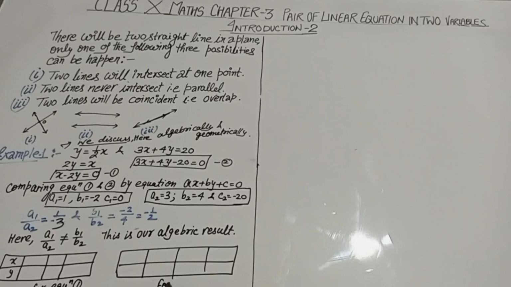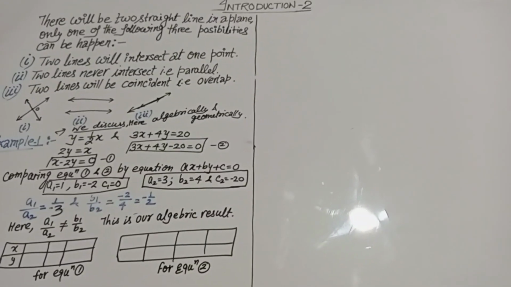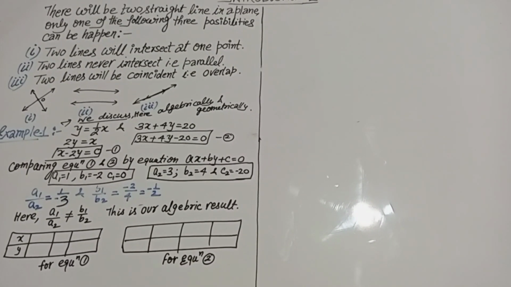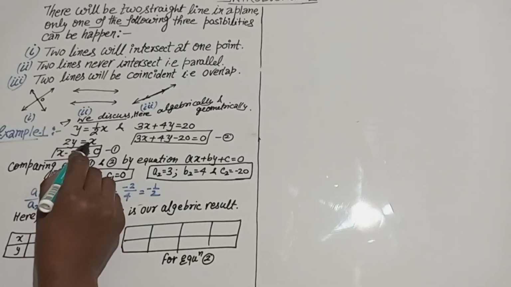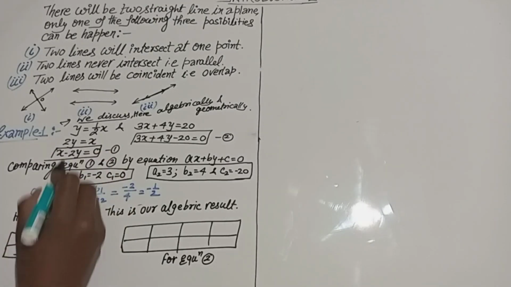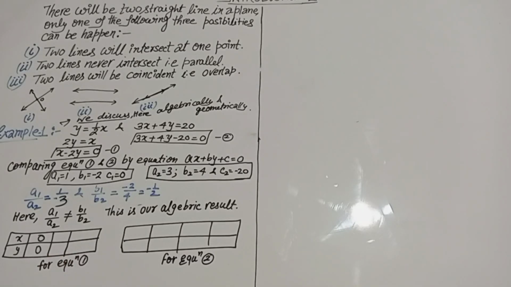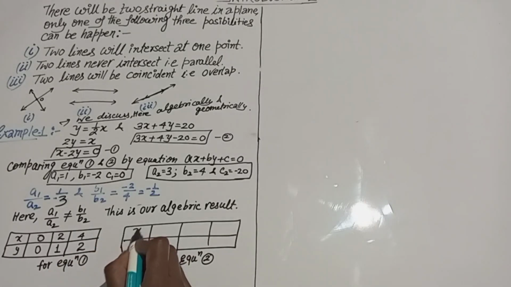For equation 2. Okay, equation 2. So now we are putting here, when we put the value of x equal to 0, y is also 0. When x is equal to 2, y is equal to 1. When x is equal to 4, y is equal to 2.